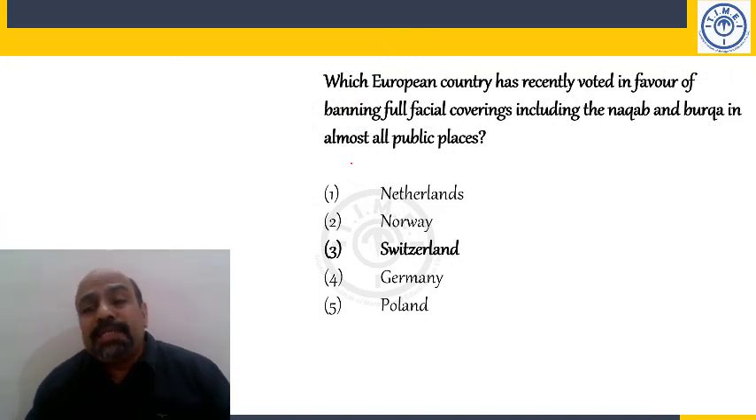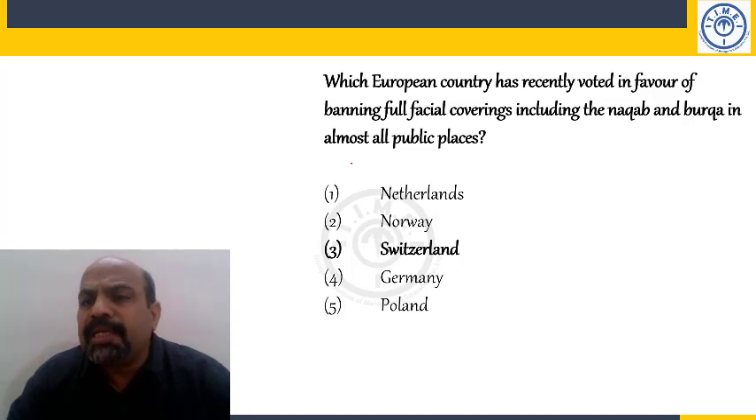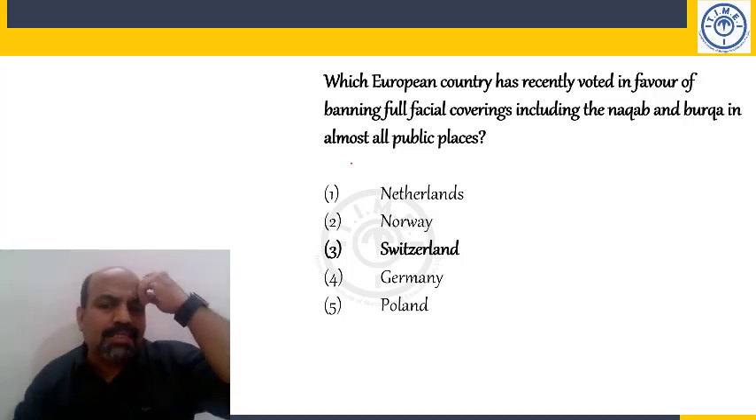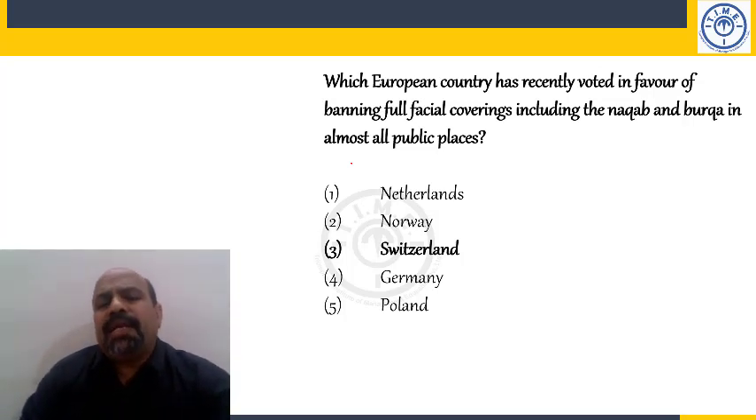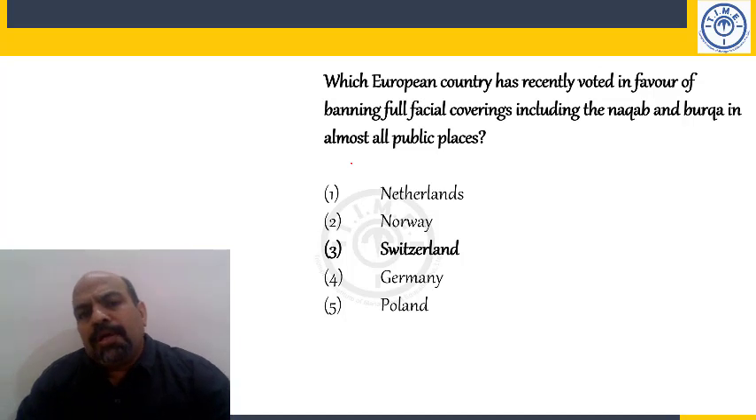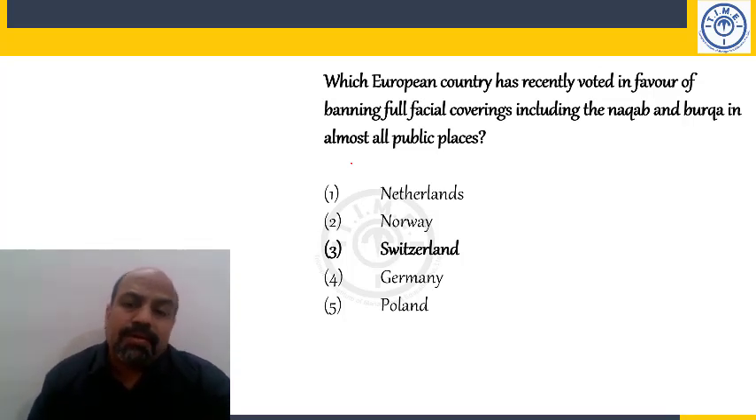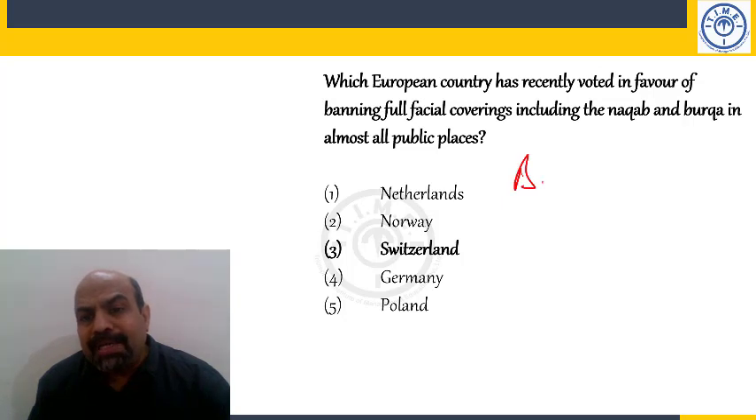Which European country has recently voted in favor of banning full facial coverings, including the niqab and burqa, in almost all public places? The answer is Switzerland. Now, Switzerland is the third European country to do this. In fact, France and Belgium already have certain laws like this in place. What has caught public imagination is this particular ban. Now, you understand that they also banned bandanas.